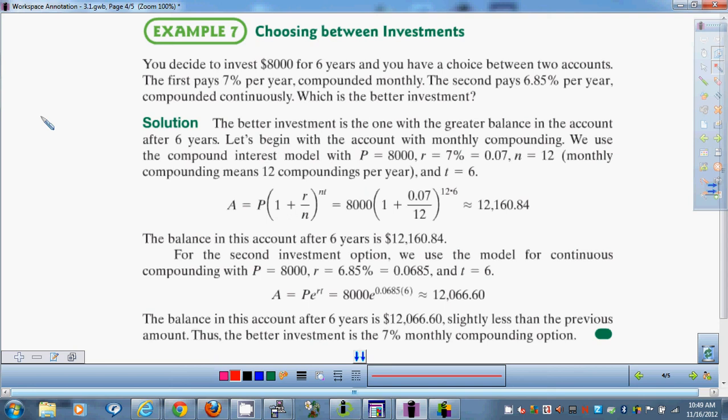Or you can take one that pays 6.85%. Oh, but that one actually is okay. I won't get into that right now. Let me ask you this. Monthly would give you a 12 here. What do you think quarterly would give you? 4. What about semi-annually? What do you think that means? Well, it's broken into 2 6-month intervals.